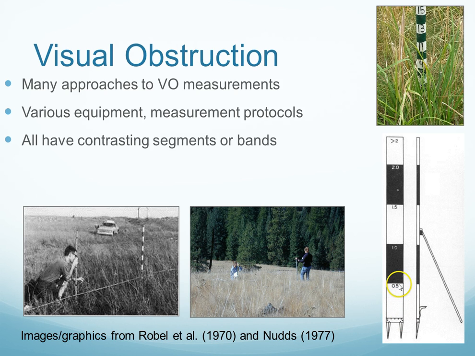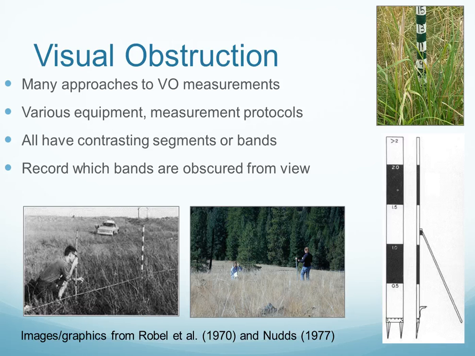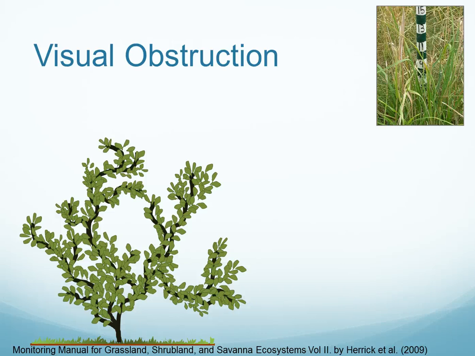So you can see these are 50 centimeter segments here. These are 10 centimeter bands painted on this Robel pole, and here we see smaller bands on this pole in the image at the top. The way that this is done is we record which bands are obscured from view and then calculate the percent of visual obstruction on a pole or a board basis.